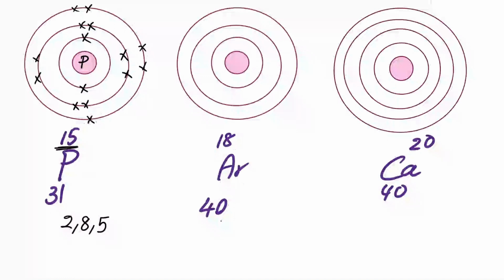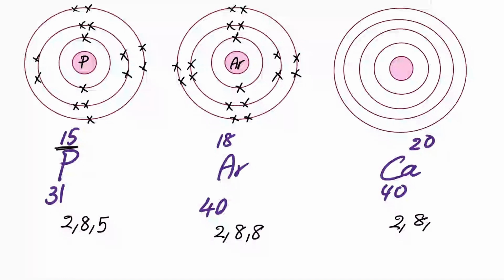Argon, 18, 40. Argon, 2, 8, so 10. Remaining 8. So argon, Ar, 2 electrons here, then 8 here, and 8 in the outermost shell. Calcium, 20, 40. We have 2, 8, so 10. Remaining 10, 8, and 2. Calcium, Ca, 2 electrons here, then 8, then 8, then 2 electrons in the outermost shell.